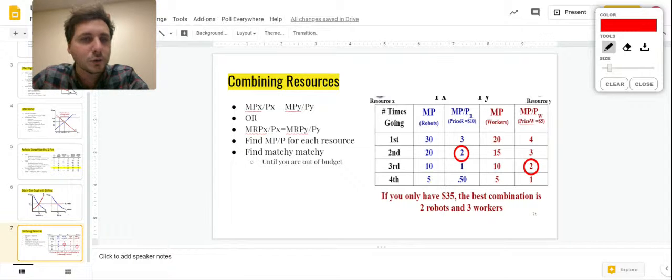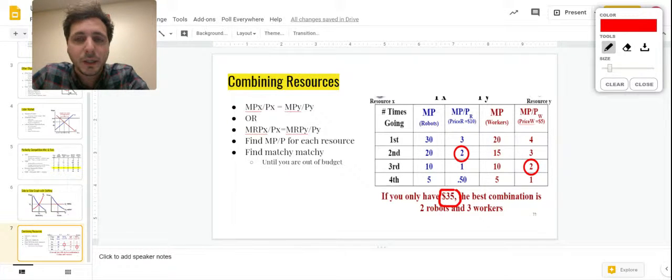Now that I have that under control, I find my matchy-matchy, right? I know that this rule is true, just as true as this rule. So if you have MRP, that's fine. I know that's true. So I find where it matches, and then I ask, do I have enough money for that? In this scenario, I'm given a budget of $35. You have to find your budget in order to figure this out. Now, let's look at our first matchy-matches, 3 and 3.